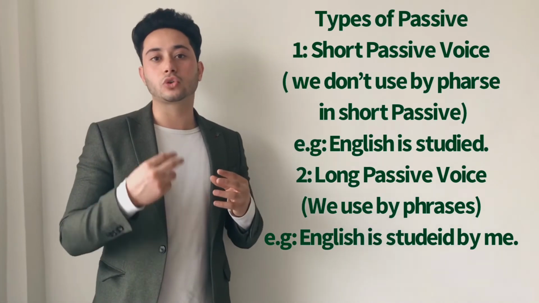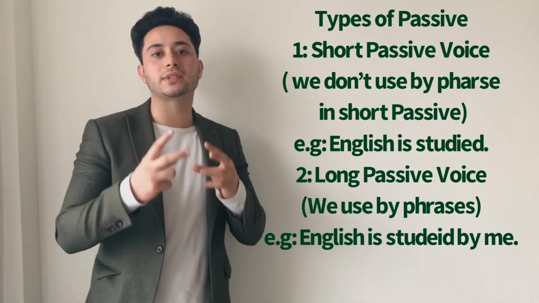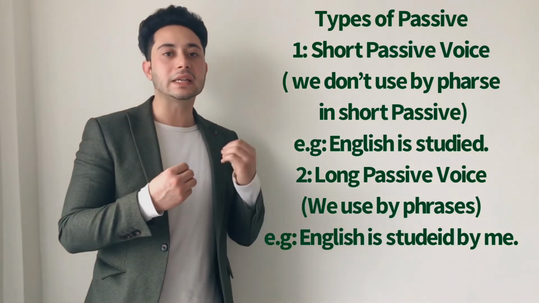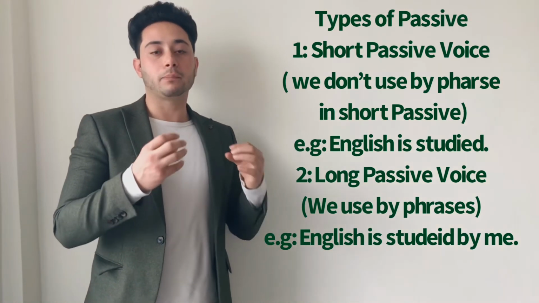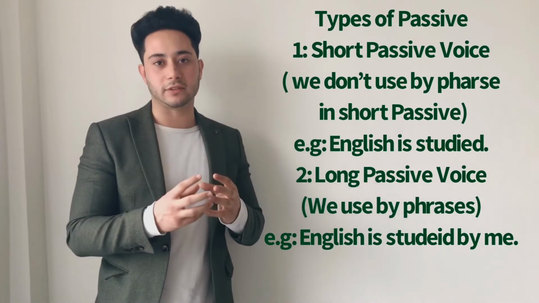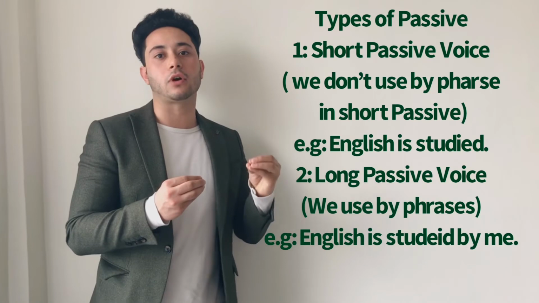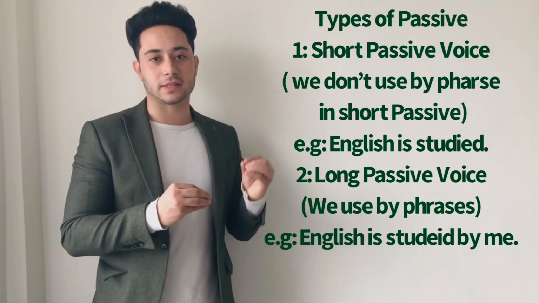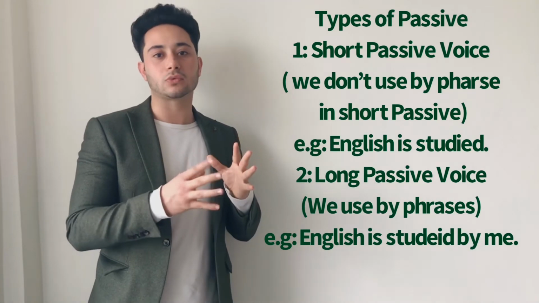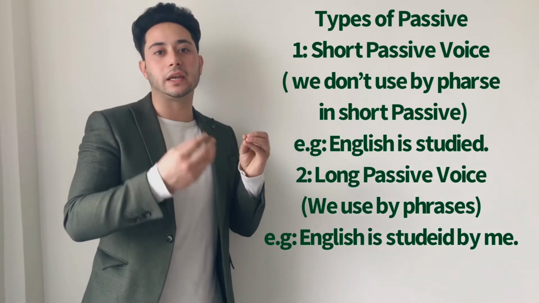Short passives are those passives that don't use any by phrase at the end of them. For example, English is studied. In this sentence, we don't have any by phrase. By whom, it is not clear. And what is long passive? Long passives are those passives in which we use the by phrase at the end of our sentence. For example, English is studied by me or by Ahmad or by Mahmoud. In this sentence, we have the agent at the end of our sentence.